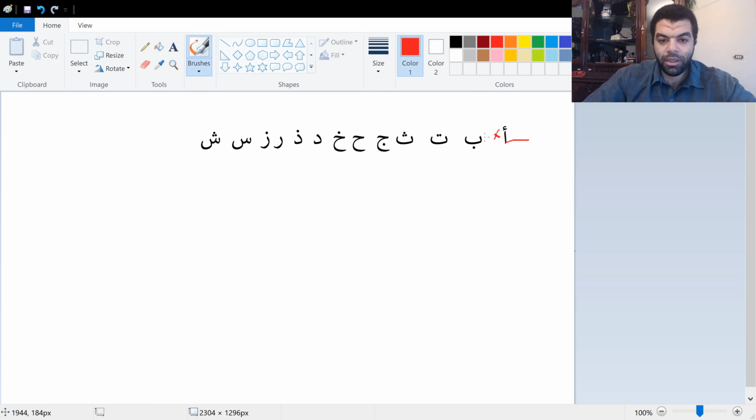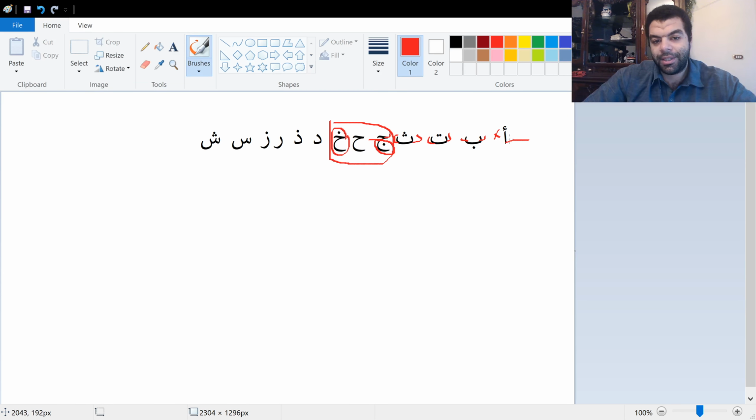B is connected from both sides, no problem. T, the same rules, same look, same rules. So those three are the same. What about Ha? What about those three? The same letter but with different dots. They are connected from both sides as well. But remember, when you start the word with Ha, you don't need this lower part anymore, because you're going to continue the word. Only when you're ending the word, you can keep the whole shape.